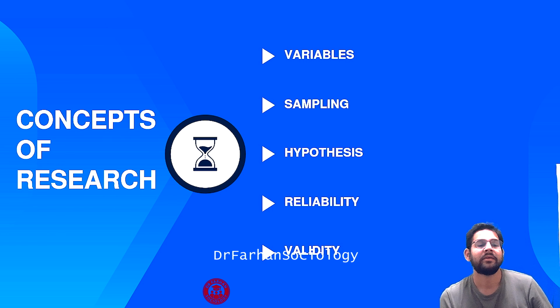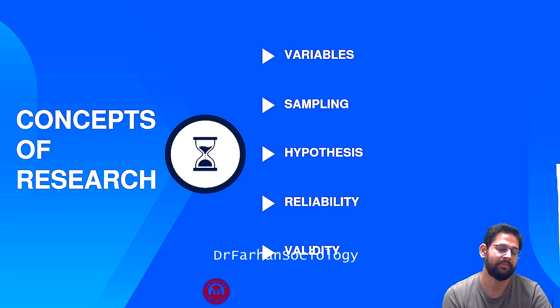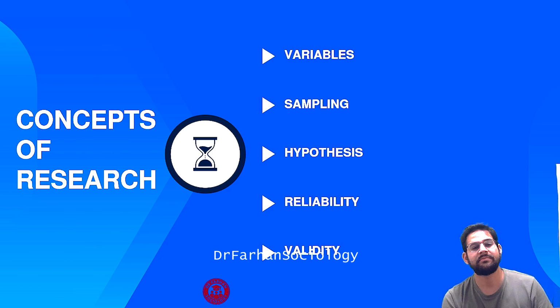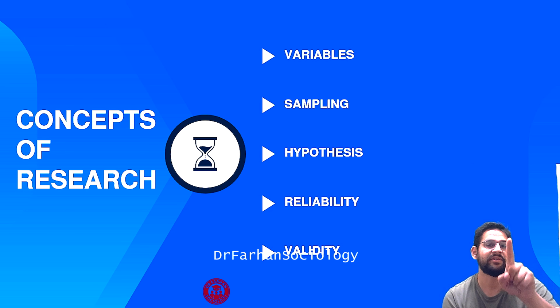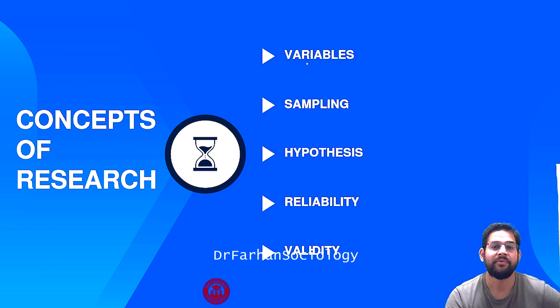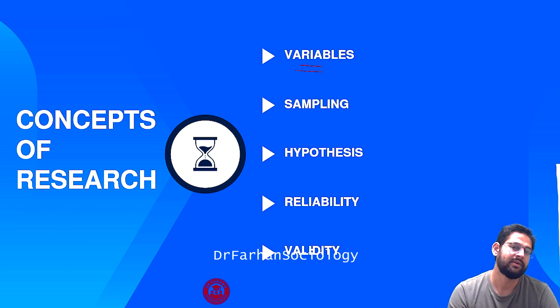And then we have some important concepts which are established. I would suggest these concepts of research should be the first topic, but let's not try to correct the syllabus. Let's go in the same order that we have. Every sociologist, before conducting any research, must be well versed with all these concepts. What is the meaning of variables? Before conducting your research, you should know what different variables you are going to have.